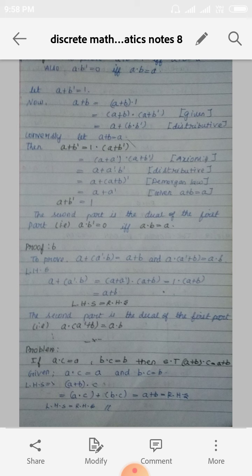And see the next problem, the 2-mark sum. That is A dot C is equal to A, B dot C is equal to B. We have to show that (A plus B) dot C is equal to A plus B. What is given? A dot C is equal to A and B dot C is equal to B. LHS is nothing but (A plus B) dot C. We apply the property, that is A dot C plus B dot C. A dot C is what? A. B dot C, B. So A plus B, that is nothing but RHS. So LHS is equal to RHS.